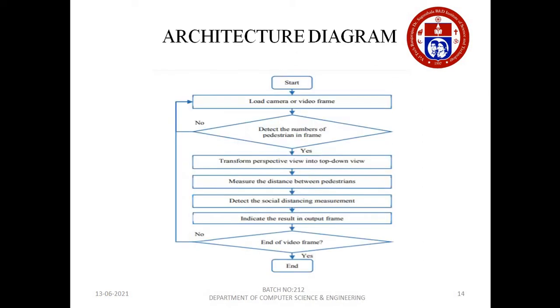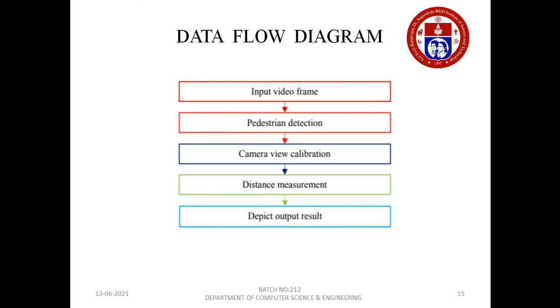This is the architecture diagram. And next, the data flow diagram. What I told in the architecture diagram, that only is here also. This is the input video frame. Next, pedestrian detection, that is persons detection. Camera view calibration, that means it is converting the angle to top down view. Distance measurement, that is measuring the distance between two persons. Depict output result, that is after finding the distance between them, it needs to give a red box or green box. We need to give that one.